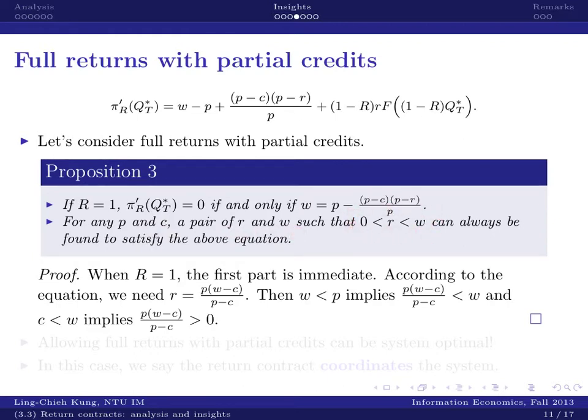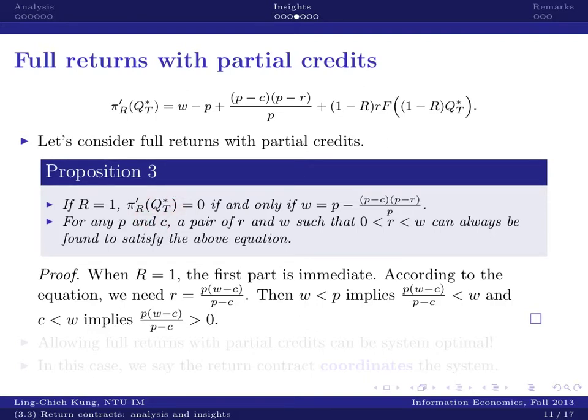Your return quantity is smaller than your W. These W and R can always be found to satisfy the above equation, which means when we apply returns with partial credits, we can achieve coordination. We can make the retailer order Q_T star.